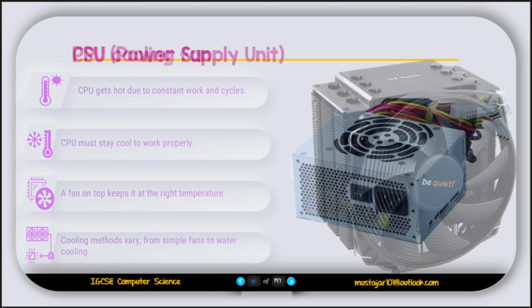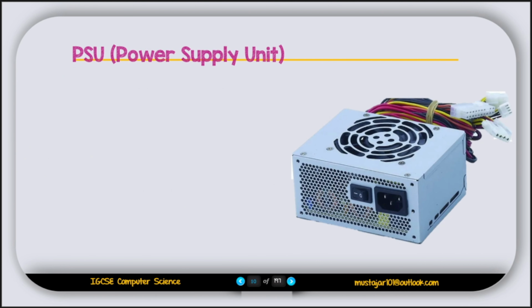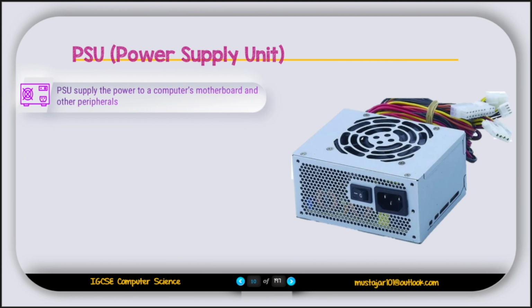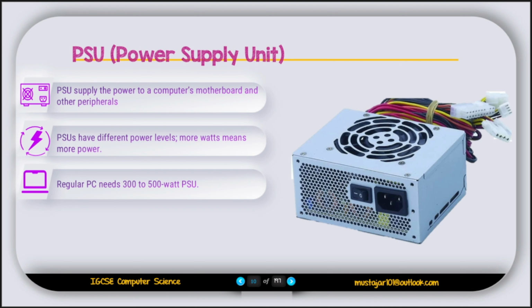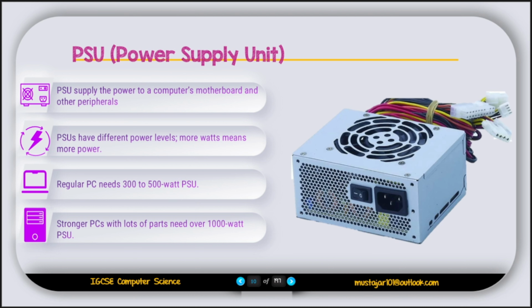Okay. Next component of a computer is called the PSU or power supply unit. The PSU supplies power to the computer's motherboard and other peripherals. PSUs have different power levels. More watts mean more power. A regular PC needs a 300 to 500 watt power supply unit. Stronger PCs with lots of parts need over 1000 watts.